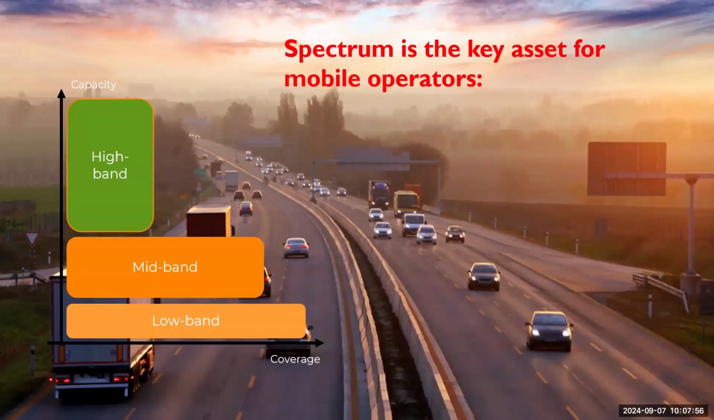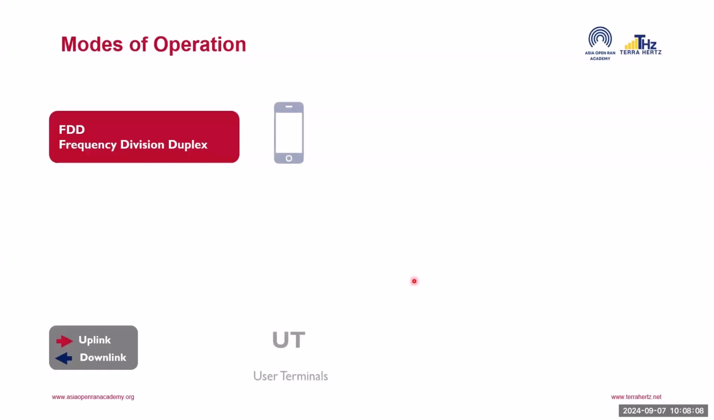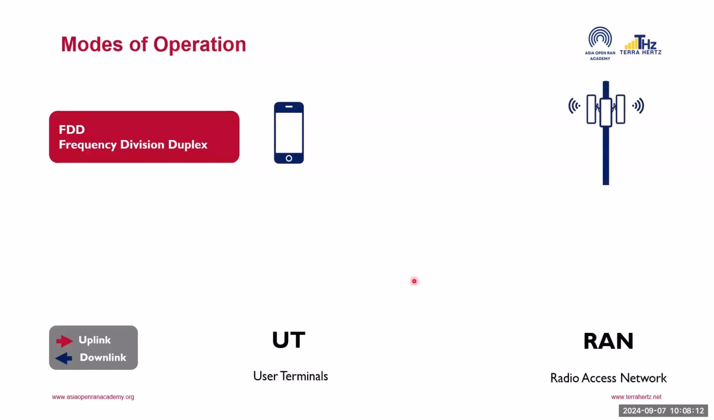Okay? We use many frequencies in our wireless telecom system. Engineer Nika mentioned that our modes of operation include FDD. So you have your telephone, your user terminal, and then you have the radio access network or the RAN. And then you have the air interface, or the radio frequency.